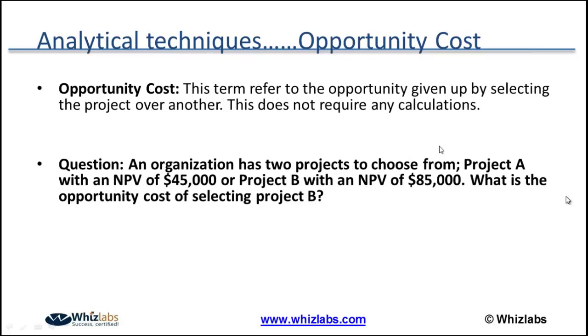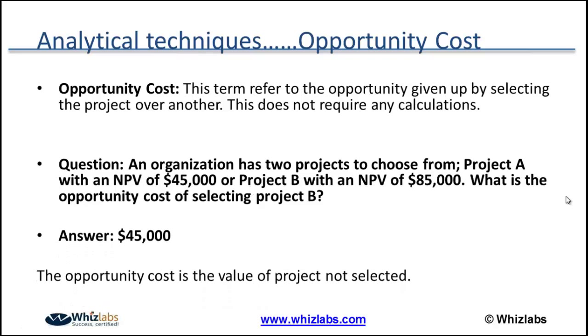If you select project B, the opportunity cost is $85,000. No, Renita, I think your justification was correct. See, project B is selected, so the opportunity cost will be 45,000, because you have not selected project A. So the opportunity cost is the value of the project not selected.